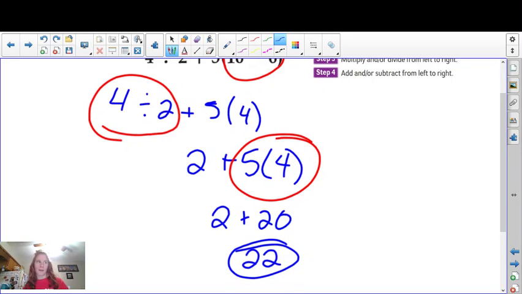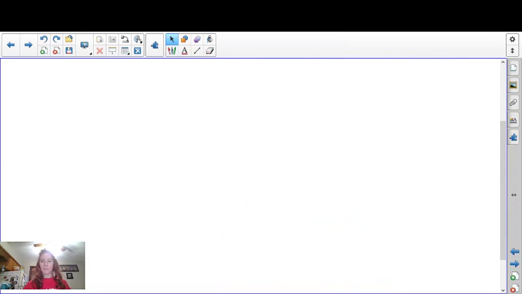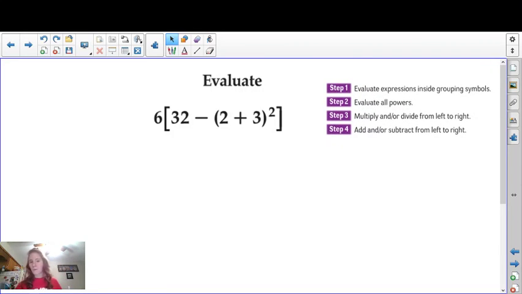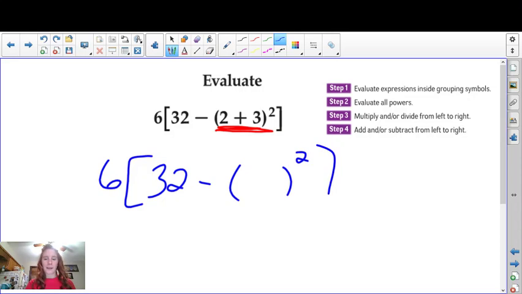But still, what about that one? And I apparently wanted to throw it off in left field. But you're like, but I have 2 sets of grouping. I have parentheses and brackets. Well, I have to go to the innermost piece. And the innermost piece would be this guy. So I have 6 bracket 32 minus parenthesis squared bracket 2 plus 3 gives me 5.